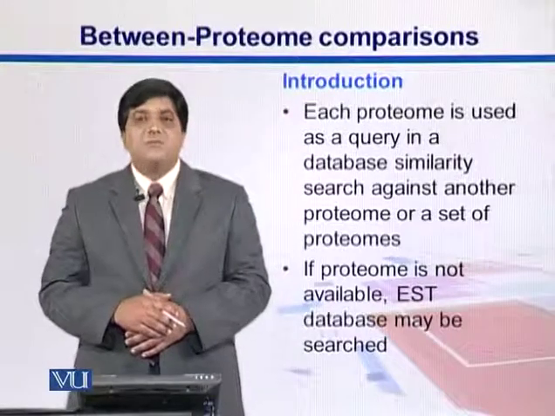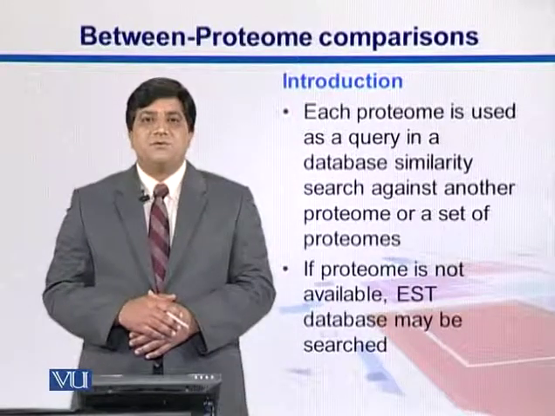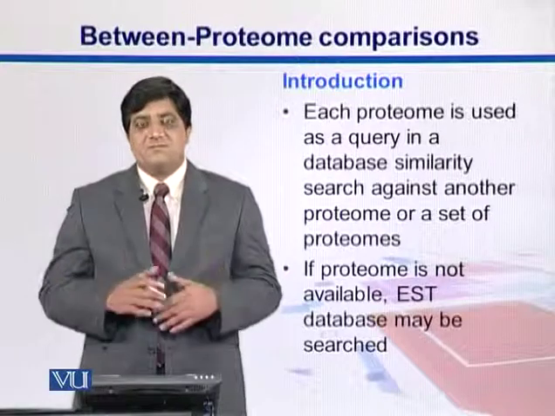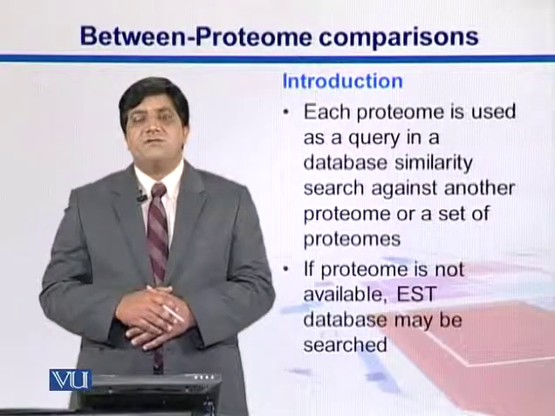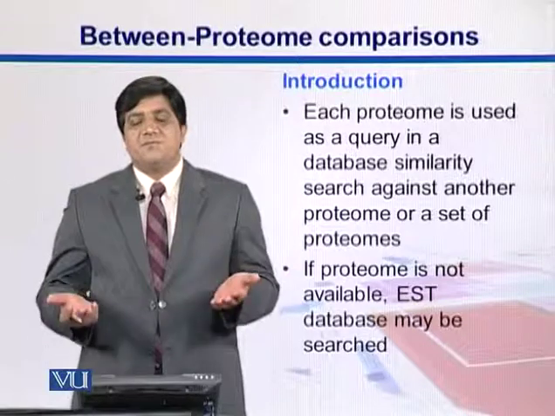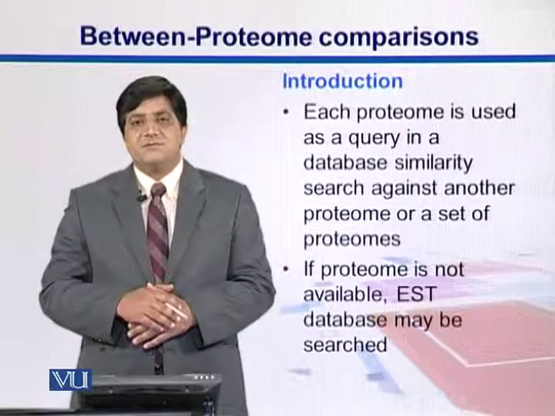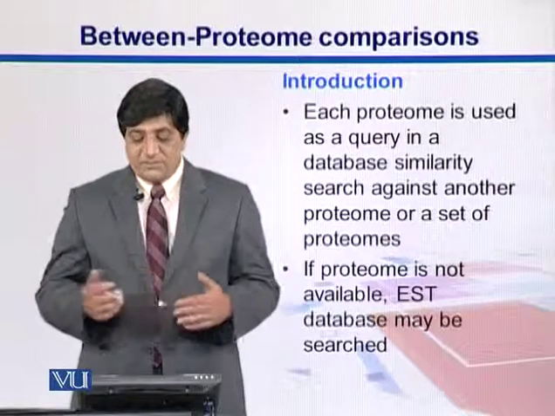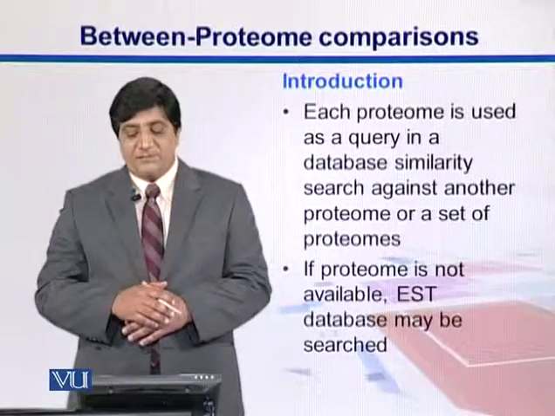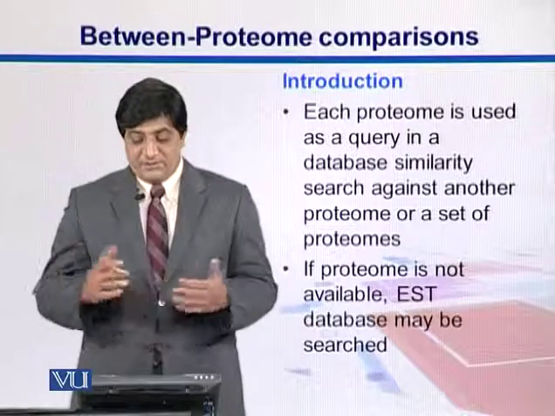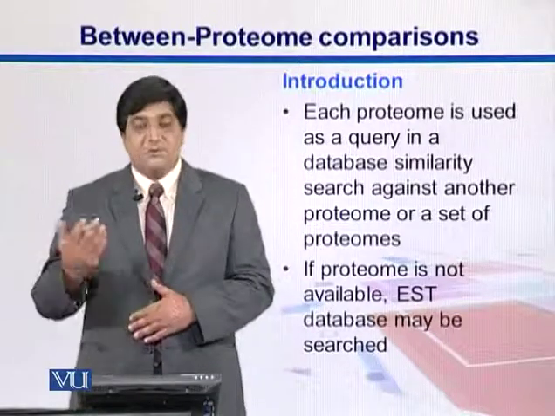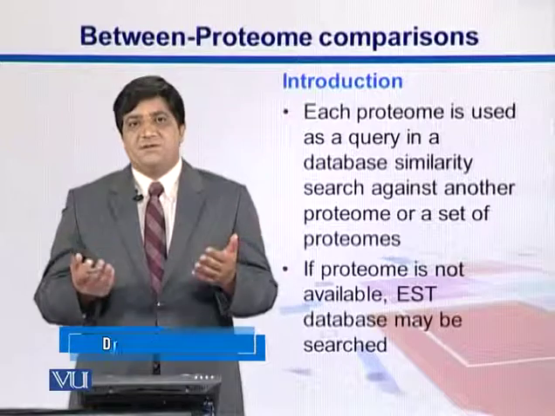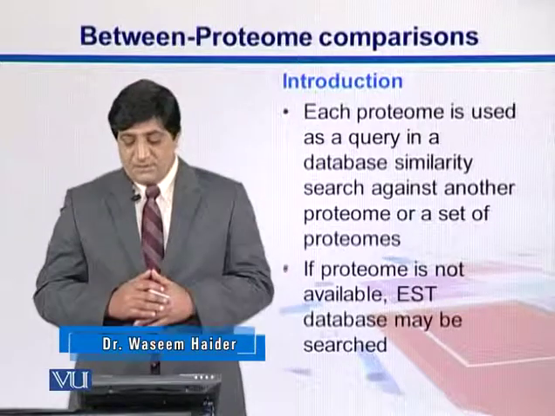So in between proteome comparisons, we compare the proteomes from different organisms with one another. In this way, we can find the genes which are similar between those organisms. We call them orthologous genes. Here, we take the proteome as a query and do a database similarity search against another proteome, or against a whole database where we can have a set of proteomes.